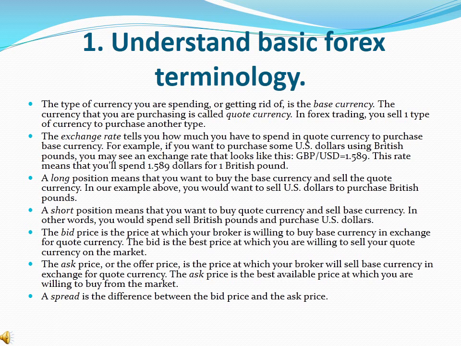The bid price is the price at which your broker is willing to buy base currency in exchange for quote currency. The bid is the best price at which you are willing to sell your quote currency on the market. The ask price, or the offer price, is the price at which your broker will sell base currency in exchange for quote currency. The ask price is the best available price at which you are willing to buy from the market. A spread is the difference between the bid price and the ask price.